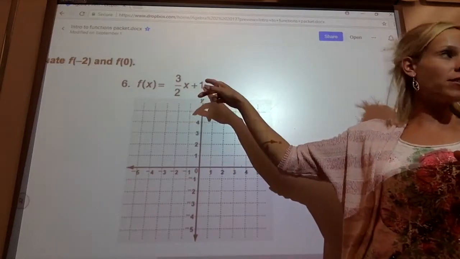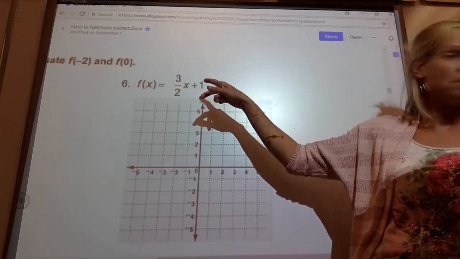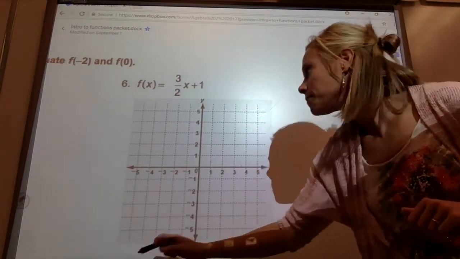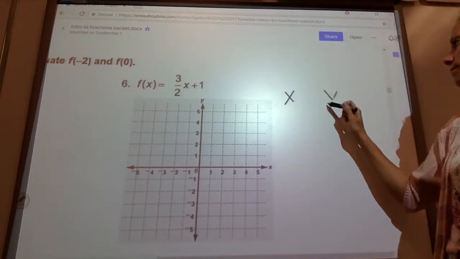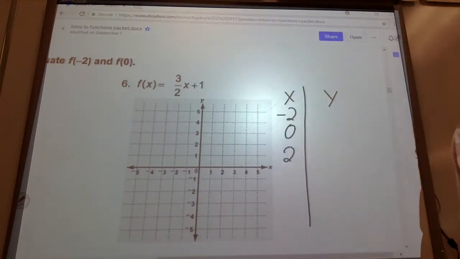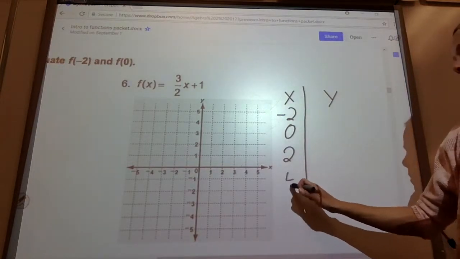Hopefully we should be able to do this on our own. Recognize this as a linear equation. If you can just graph it, graph a line. If not, let's make a table. Graph the line. Okay, so negative 2, 0, 2. Now, I would not want to pick 1, and I would not want to pick 3. I'm going to go up to 4, negative 4.